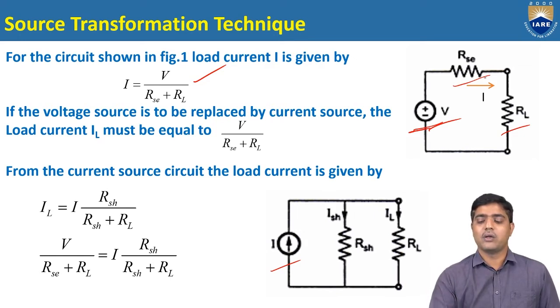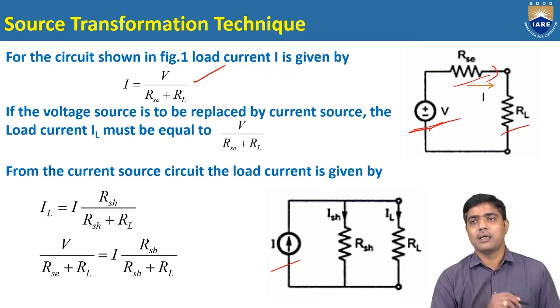That current flowing through the load should be equal to whatever the current flowing through this particular voltage source circuit. So what is the current flowing through this particular voltage source circuit? That is going to be I equal to V by Rsc plus RL.